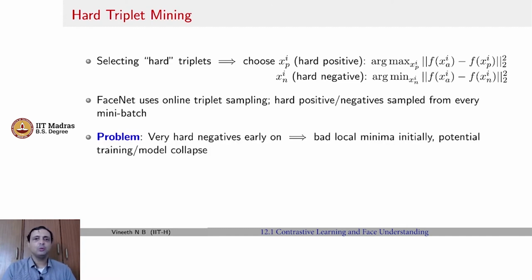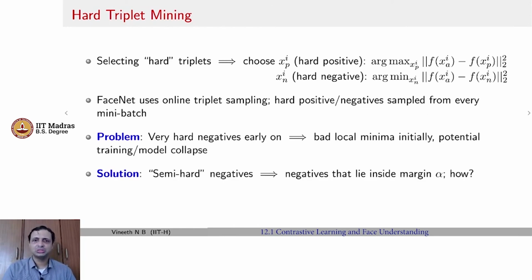There's one problem here though. If you choose very hard negatives early on, there could be bad local minima and the training could collapse. So the idea would be to choose semi-hard negatives in an initial stage and then move on to more harder negatives in later stage of training.